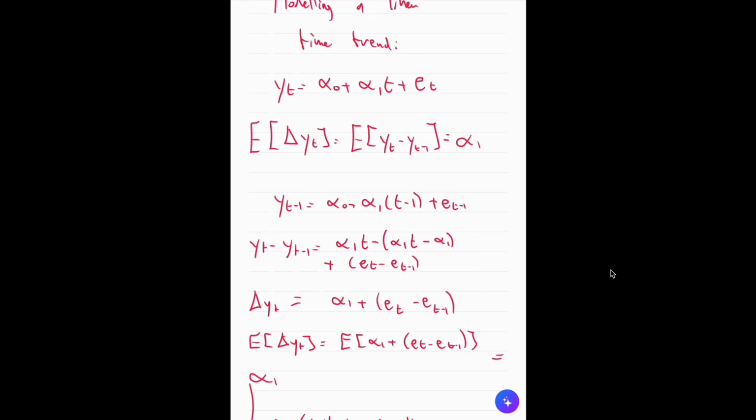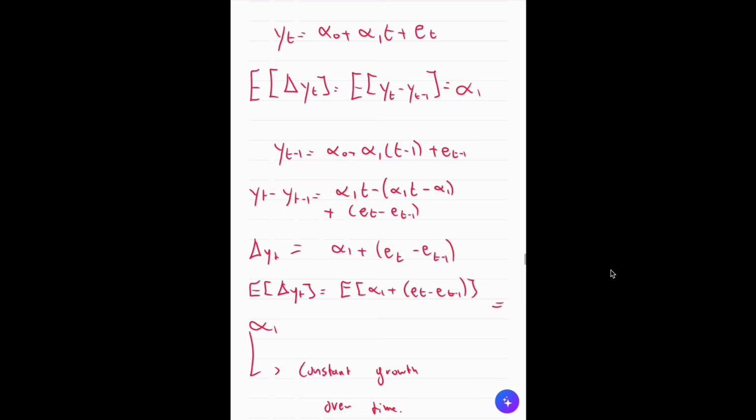So for example, with the depositing money in your account example, if in 2025 you had 2,000 Rand and in 2024 you had 1,000 Rand, right? 2,000 minus 1,000 gives you alpha 1, gives you 1,000. So alpha 1 here is just the constant growth in the time series, right?